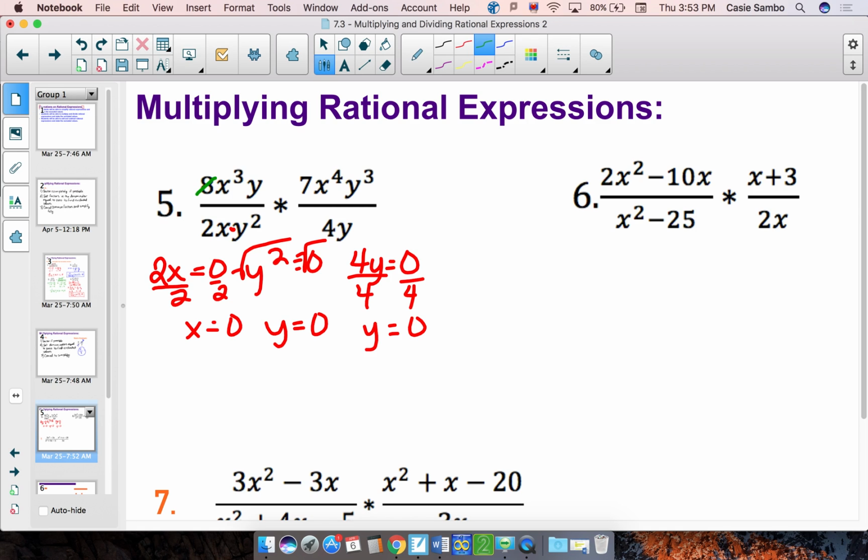I know 8 can divide by 2, so I'm going to cancel those. That 2 becomes 1, 8 becomes 4, because when I divide 8 by 2, I get 4. Now my 4 can cancel with this 4. And that 4 is going to become a 1. There's no other numbers that I can cancel, so now I move into my variables. I have an x here and an x cubed here. So that x cubed is going to become x squared, and my x in my denominator is going to cancel completely. There's no other x's in my denominator. I can move on to my y.